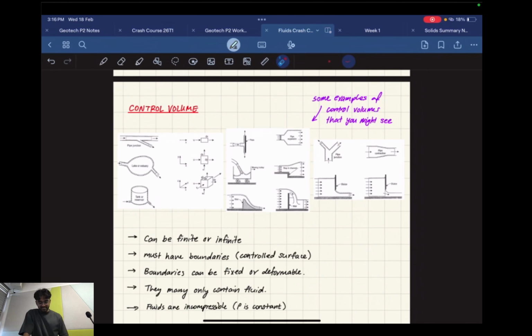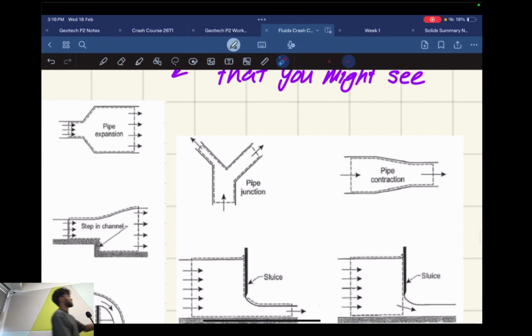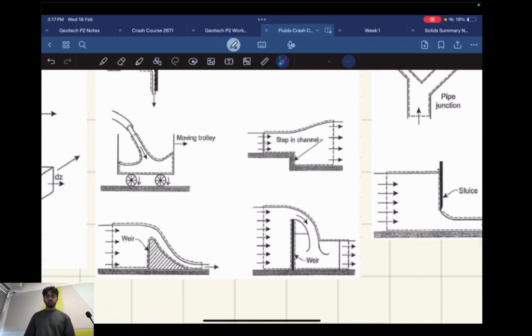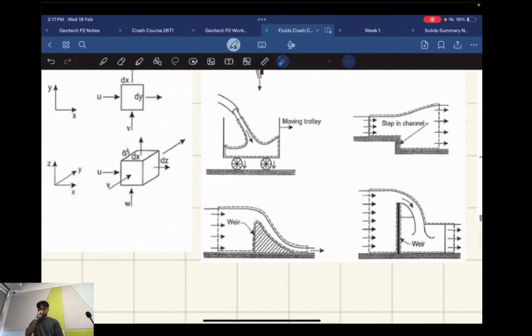It's like the amount of volume that you're going to be analyzing. So for example, for a pipe contraction like that, all we really care about is this volume here. It's pretty hard to actually visualize, and most of the time they'll just give it to you in an exam. You guys don't need to really worry about it.